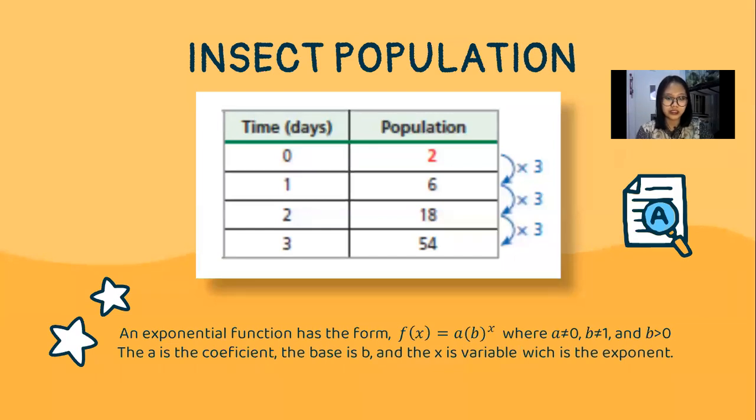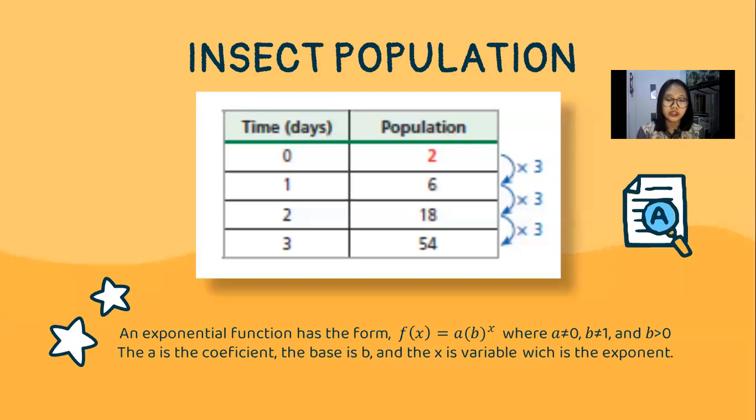Take a look at this table about insect population. A function rule that describes the pattern above is f(x) = 2 × 3^x. This type of function, in which the independent variable appears in an exponent, is an exponential function. We can notice that the 2 in there is the starting population, and the 3 is the amount by which the population is multiplied each day.